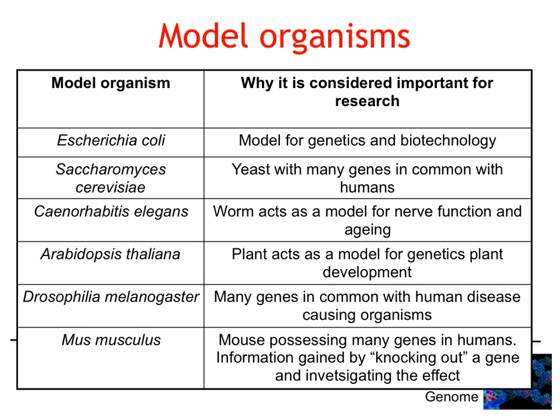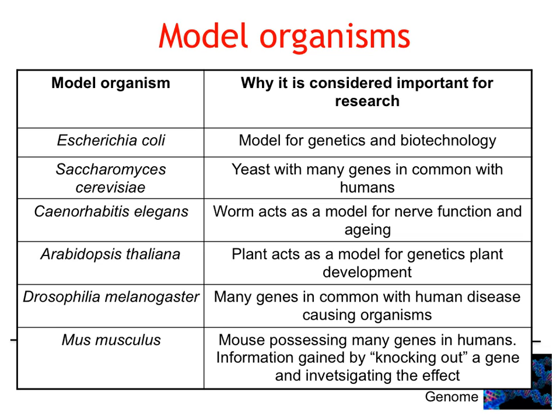So I've put on here some examples of the type of model organisms that could be used. We've got E. coli here, used for looking at genetics and biotechnology, and Saccharomyces cerevisiae, yeast in other words, which has many genes in common with humans. I'm not going to read out all the other ones. You can pause this and have a read over them yourself.